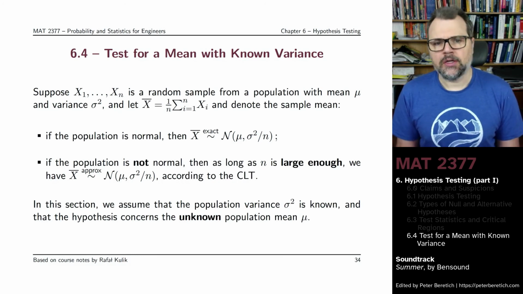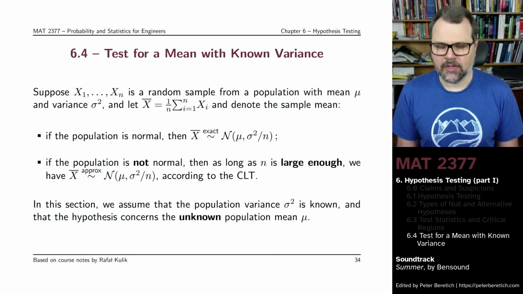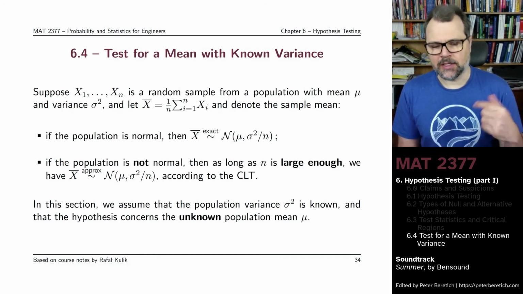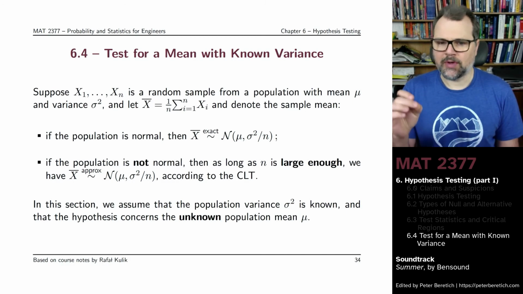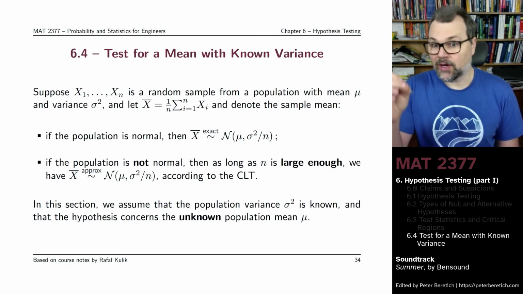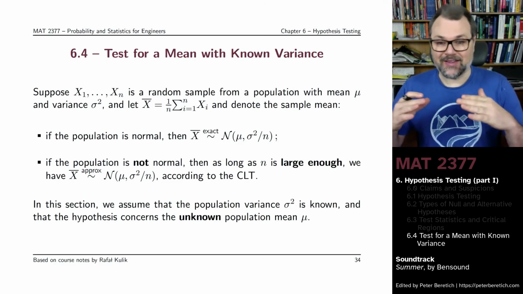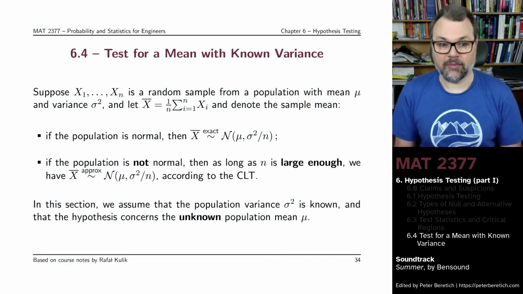So we have a sample of size n from a population with mean mu and variance sigma squared, and as before, we'll let x bar represent the sample mean. If the population is normal, then we know that the sampling mean follows a normal distribution that has the same mean as the original population, mu, but for which the variance is reduced by the sample size, sigma squared divided by n. So the larger the sample is, the tighter the variance of the sampling mean population is.